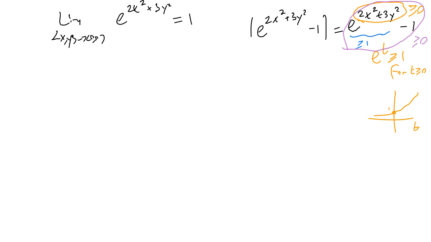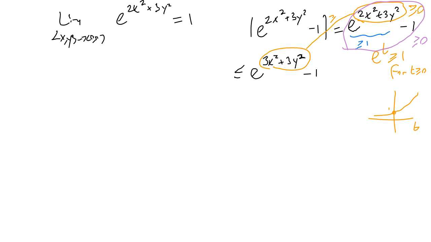Okay, and then the next step is, we say, well, this is actually less or equal than e to the power 3x squared plus 3y squared minus 1. This is again because of the same reason. If we compare the two orange parts, we see that 2x squared plus 3y squared is less or equal than 3x squared plus 3y squared.